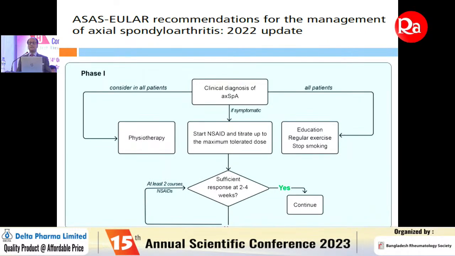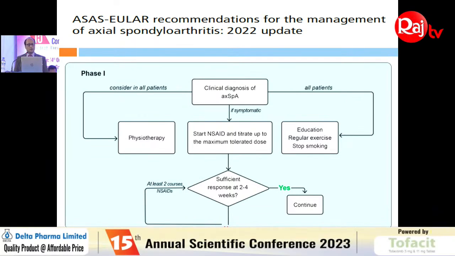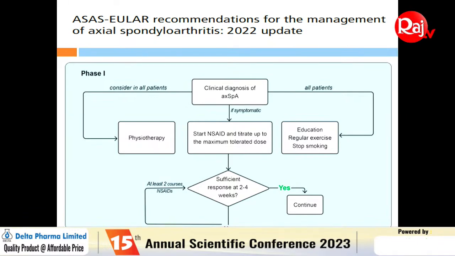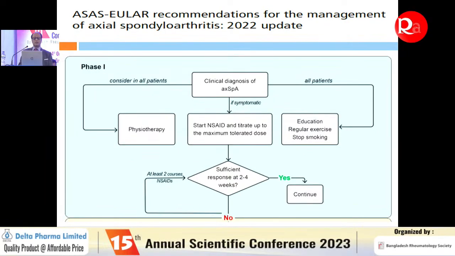And let us have a look at the updated management recommended by the ASAS-EULAR group. They are a very strong group. So although boring, let us have a look, and I'll try to pass it very quickly. So the first is after diagnosing. Here if we look, this is axial spondyloarthritis. The diagnosis is done, and we will start NSAIDs. It is a must, if it is not contraindicated. And then any NSAID can be chosen if there is no comorbidity.